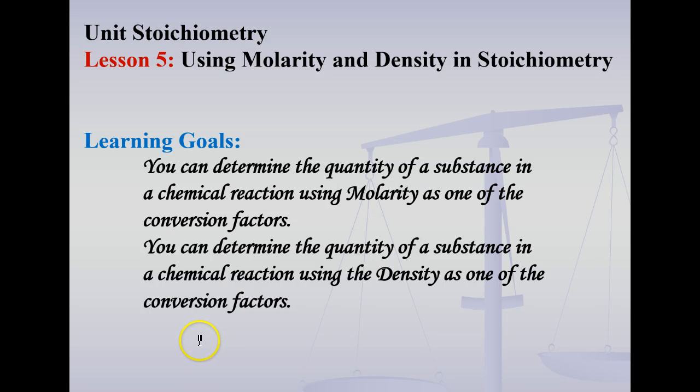Hey, this is Mrs. Weethy back for Lesson 5 in Stoichiometry, where we're going to be using molarity and density as our two new conversion factors. So our learning goals are basically the same. You will be able to determine the quantity of a substance in a chemical reaction using either the molarity or the density as one of the conversion factors. Now, it can be in combination with formula mass and always with the mole ratio.